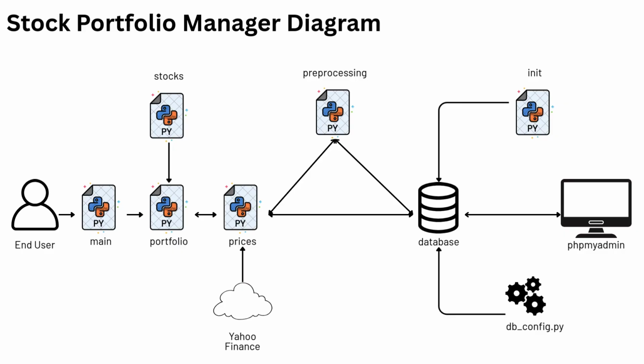The downloaded data is then cleaned by preprocessing.py, which calculates metrics like returns, averages, etc. All of this information is stored in a MySQL database. The init.py file, which is the database initialization file, is responsible for creating and initializing the database tables. The database config file provides the database connection settings so that every file can connect in a consistent way.